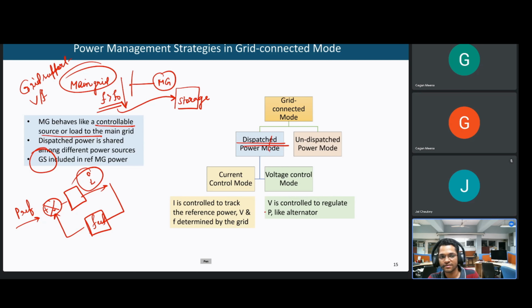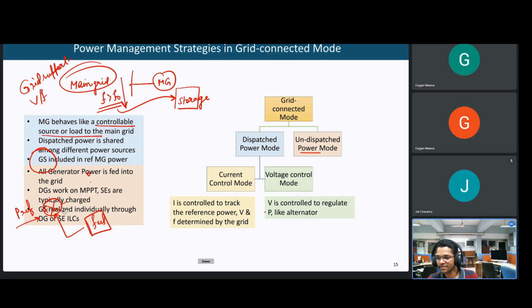Then on the other hand, there is the undispatched power mode. So here all the generators will only feed power into the grid. They will try to inject maximum power by extracting maximum power from wind and solar and pushing it into the grid. And typically the storage is charged.